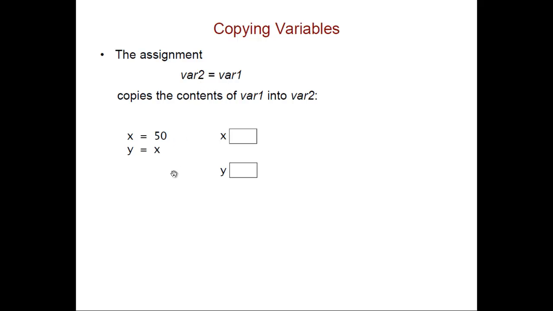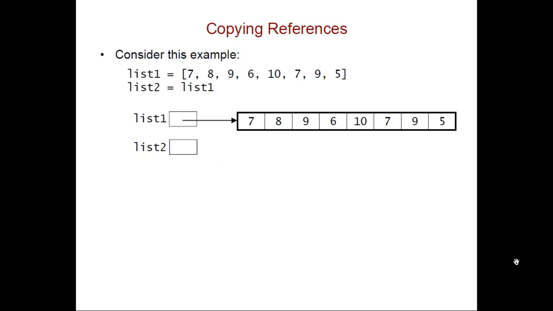So for example, let's trace through this code here. X is assigned 50, and again, in our simplified model, we're going to picture the 50 as being inside the box. Then, when we do this assignment, what we're doing is copying what's in X into Y. So in this case, we're copying that value. Now again, this is a simplified picture, but it's good enough when we're dealing with immutable data. When we have mutable data like lists, it's important to have the full picture.